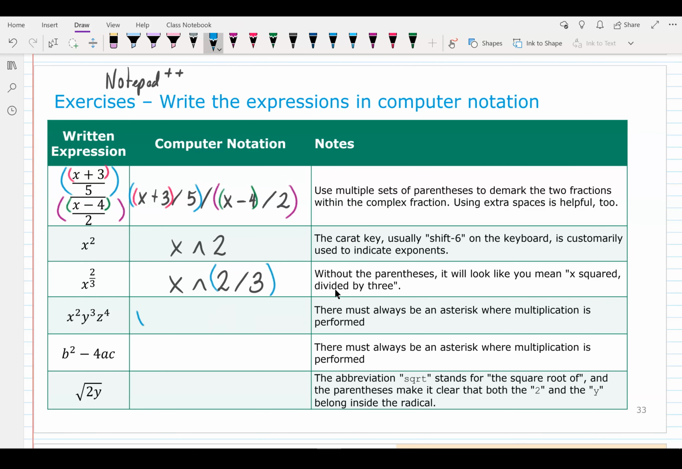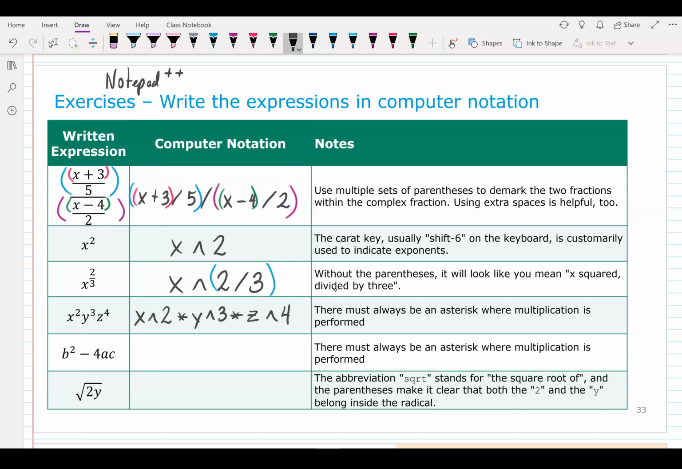In the next case, x to the power of 2 multiplied by y power of 3. I've already messed up. Oops. I need to remember that there are no superscripts in a computer, not in command line. So this is multiplied by y power 3 multiplied by z power 4.